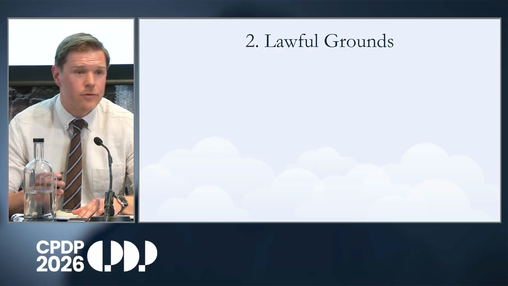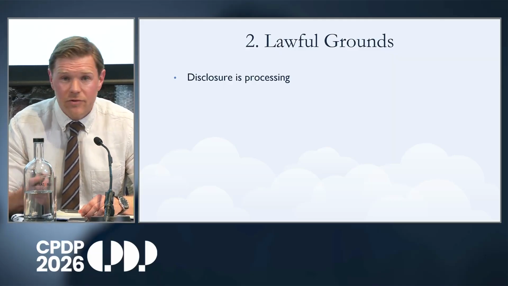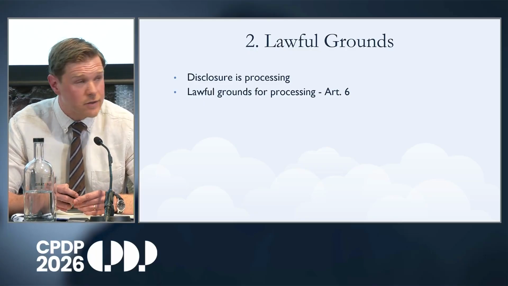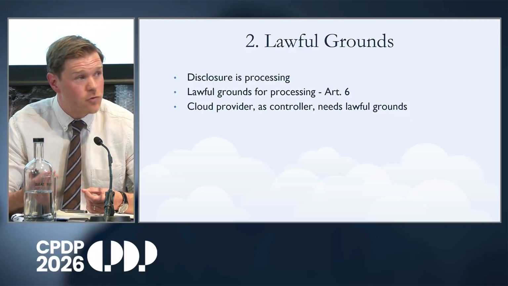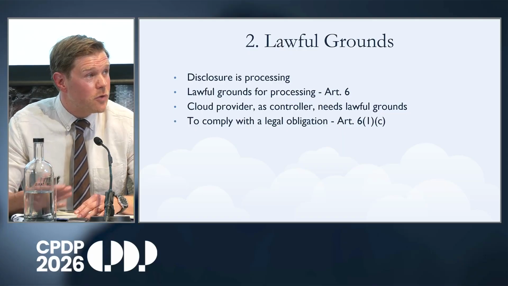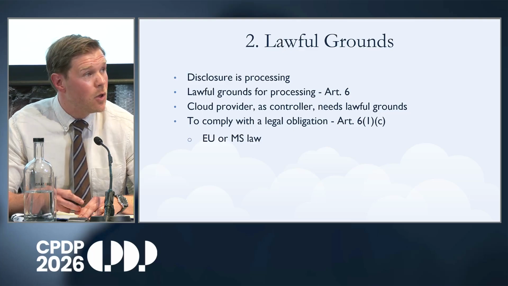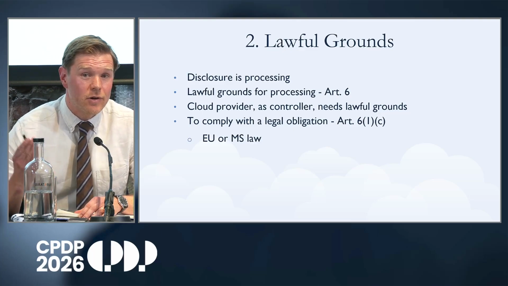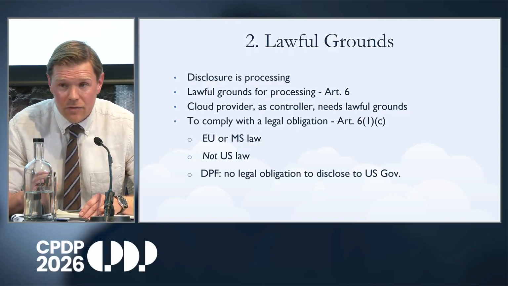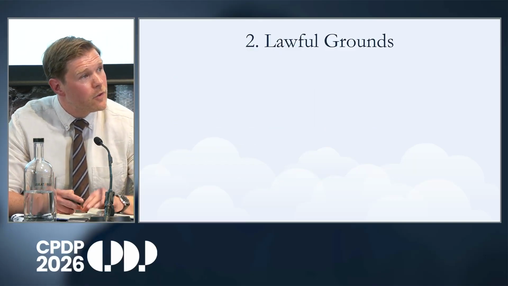Let's have a look at lawful grounds. So here our analysis starts from the simple premise that the act of disclosure to the US government is an act of processing. And that means it requires lawful grounds for processing under Article 6, which means that the cloud provider, as the controller, needs to identify lawful grounds before making the disclosure. Now, it's true that Article 6.1c refers to the need to comply with a legal obligation as a lawful ground, but that applies to obligations arising under EU or member state law, not US law. And again, the DPF is irrelevant here because it does not provide a legal obligation to disclose to the US government. So we can't use that.